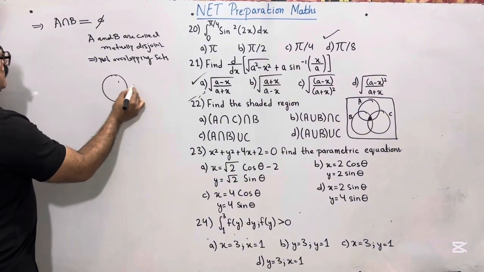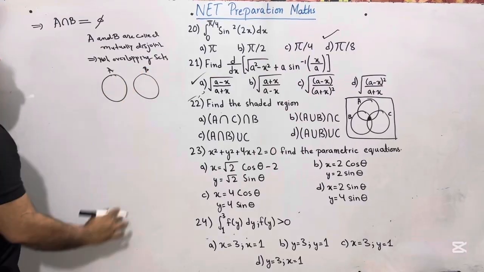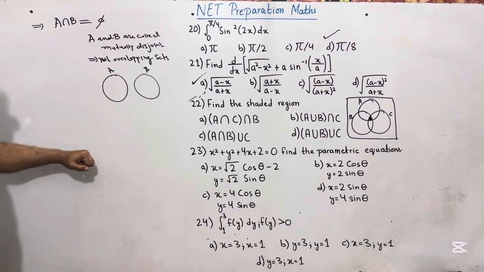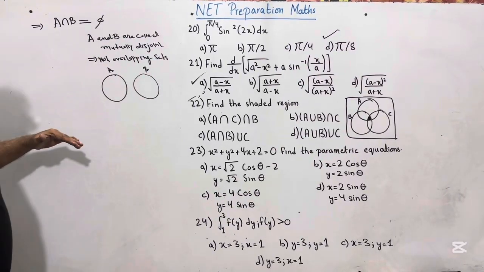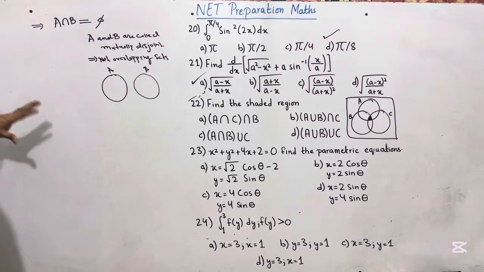Their diagram must be like this. A and B have nothing in common. Such types of sets are known as mutually disjoint, or in loose terminology, you can say non-overlapping.